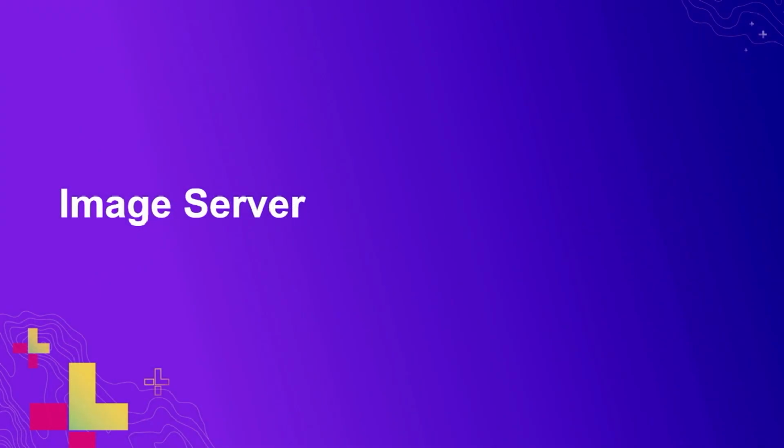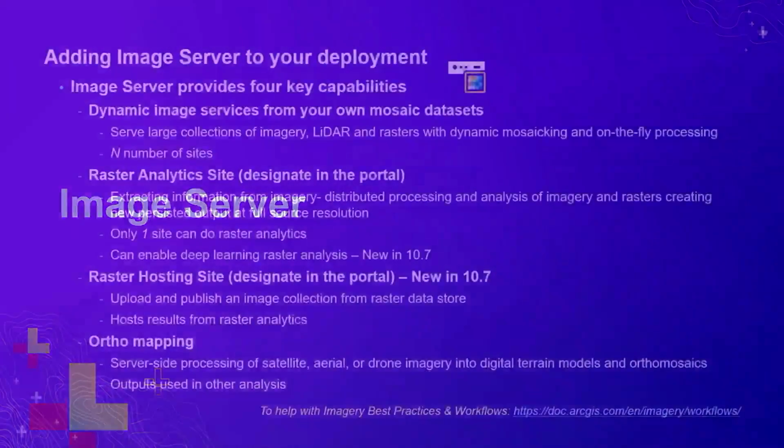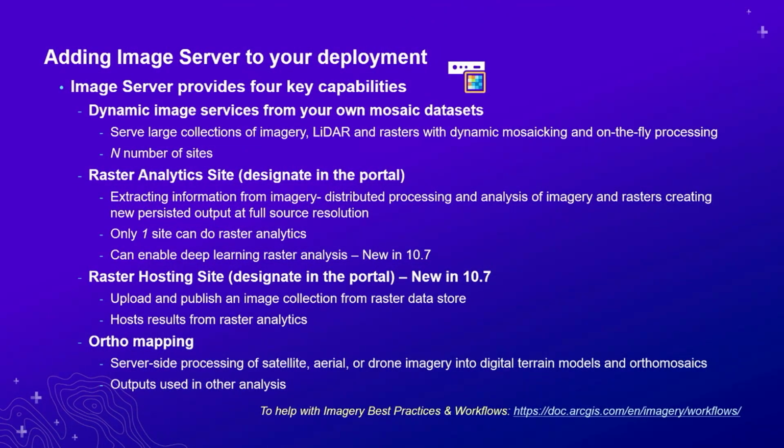All right, let's move on to image server. Image server provides 4 key capabilities. The first one is the traditional image server functionality that most of you are probably familiar with. The ability to publish dynamic image services from your own mosaic datasets, serving large collections of imagery, LiDAR, raster, and performing dynamic mosaicing and on-the-fly processing. You can have as many of these types of image server sites as you want or need.